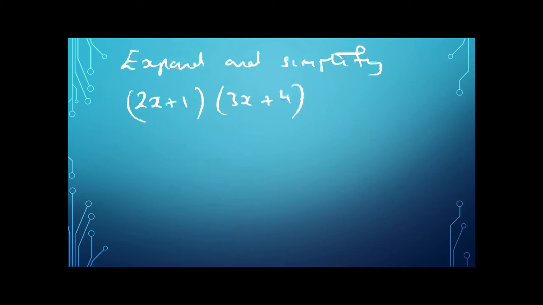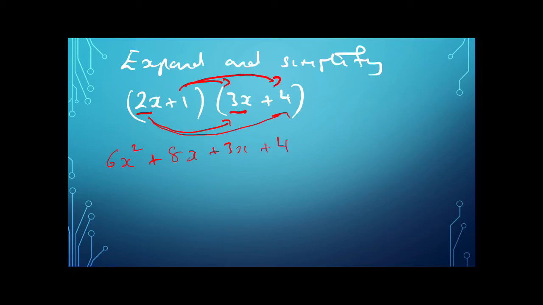Okay, this time we've got a number in front of the x. It's not going to make any difference. So 2x times 3x, well 2 times 3 is 6, and x times x is x squared. 2x times 4 is 8x. 1 times 3x is 3x, and 1 times 4 is 4. We need to add the like terms in the middle. That's going to be 6x squared plus 11x plus 4.